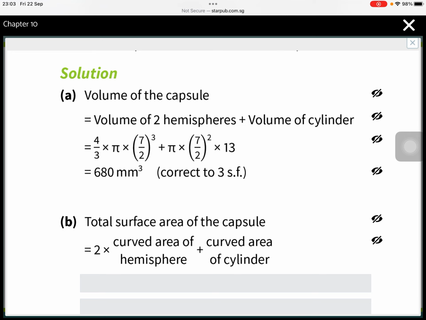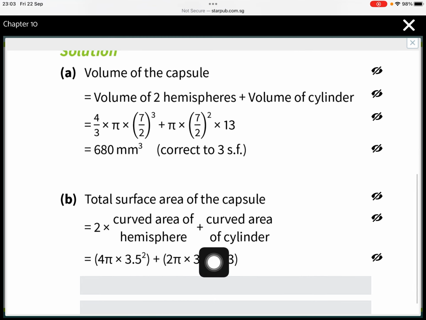So it is 2 times the curved area of the hemisphere plus the curved area of the cylinder. So 4 pi r square. This time around, instead of putting 7 over 2, they put 3.5. So 4 pi times 3.5 square. This is 2 pi r times 13, where 2 pi r is the circumference. So 2 pi times 3.5 times 13, since we just calculated that the length of this cylinder is 13.